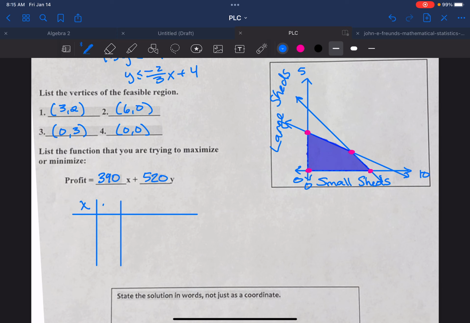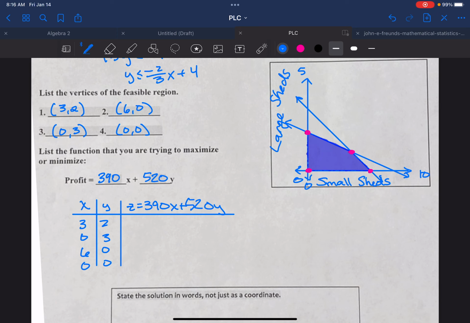which I always organize as X, Y, Z, and I like to put that equation there for myself, just because it's nice for me to be able to go back and see what I was supposed to be doing when I was solving the problem. Make that a better 2. And you're just going to list off your points. On mine, I have it 3, 2, 0, 3, 6, 0, 0, 0.